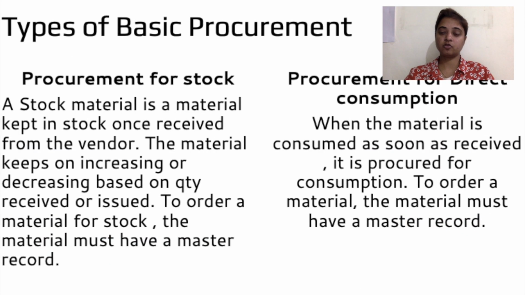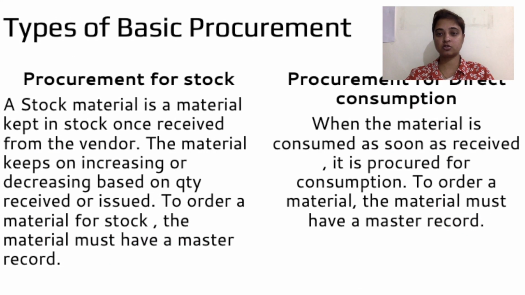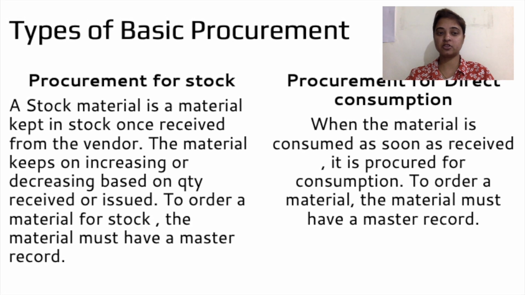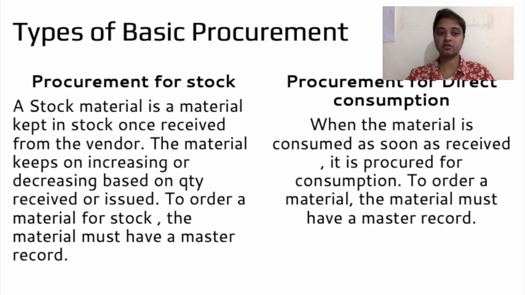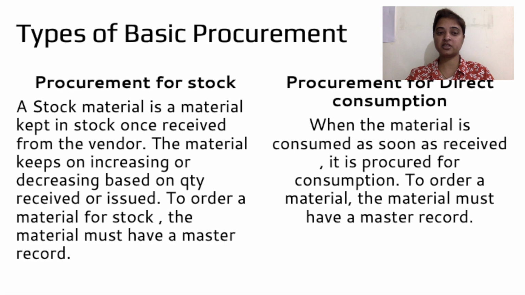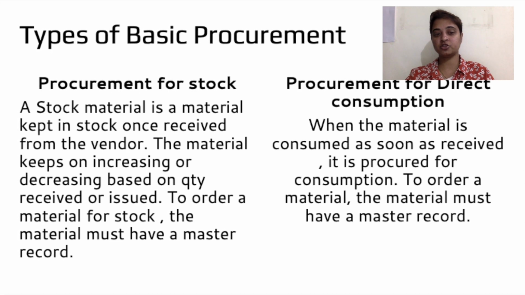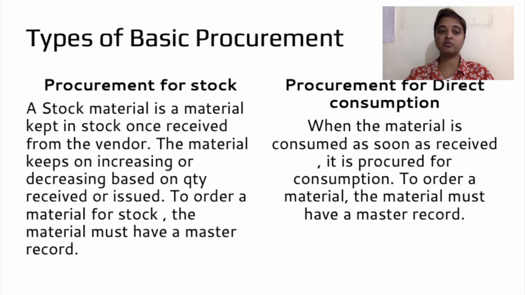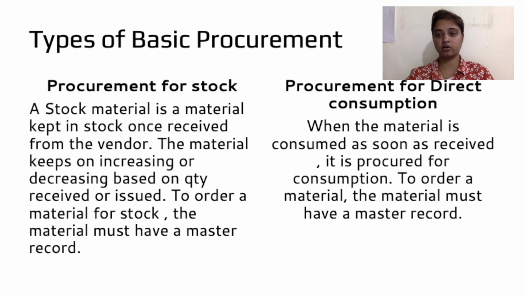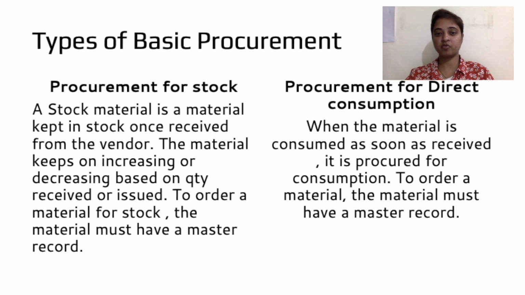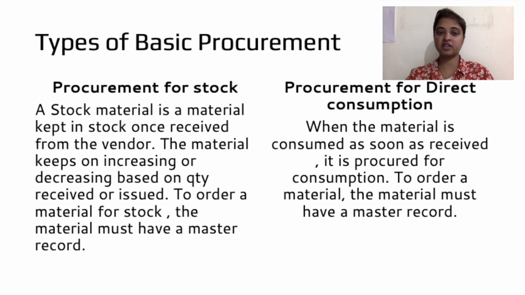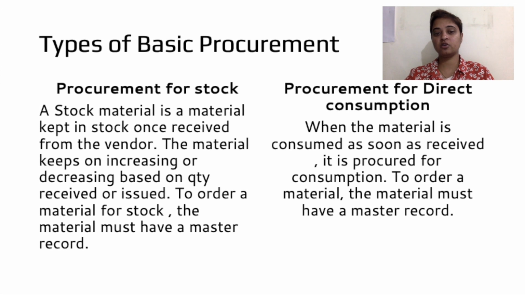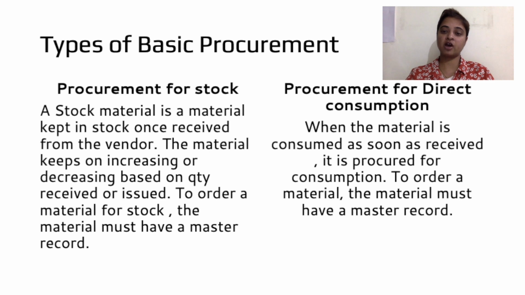There are two basic types of procurement, that is procurement for stock or procurement for consumption. A stock material is a material kept in stock once received from the vendor. The material keeps on increasing or decreasing based on the quantity received or issued. To order a material for stock, the material must have a master record. Then another type of procurement is for direct consumption, when the material is consumed as soon as it is received. It is procured for consumption, and to order it the material must also have a master record.